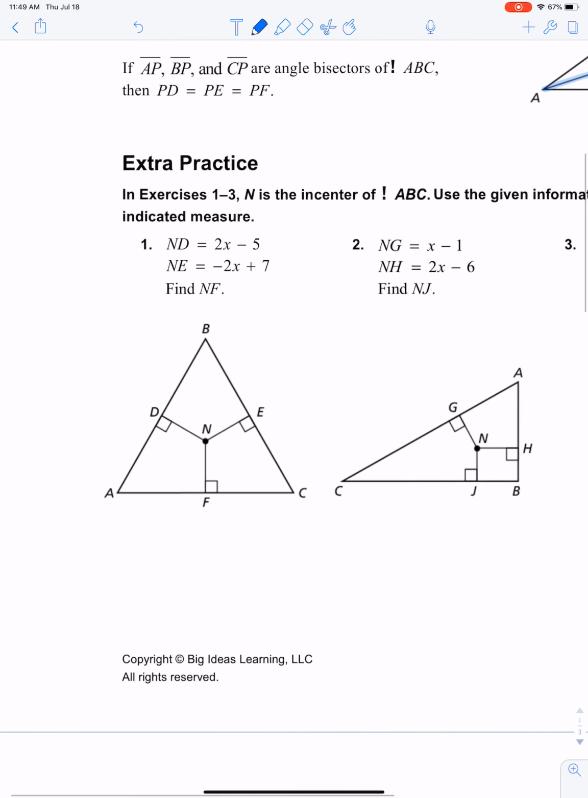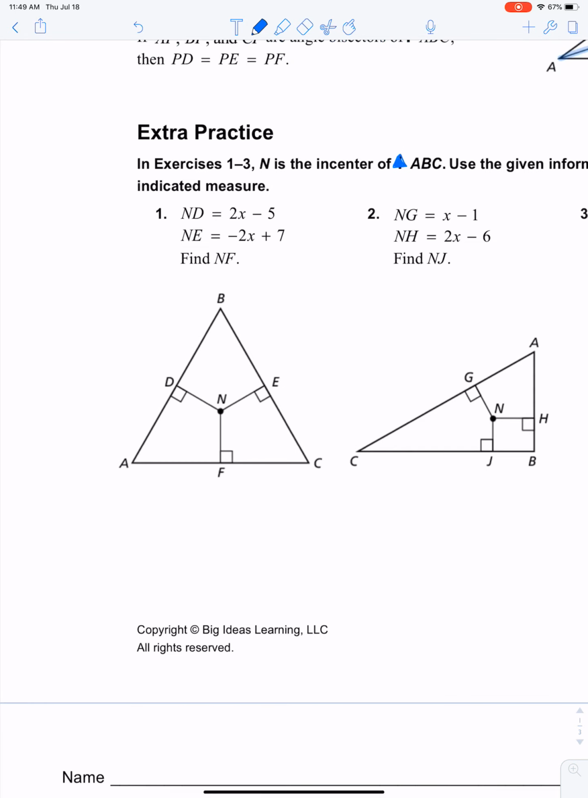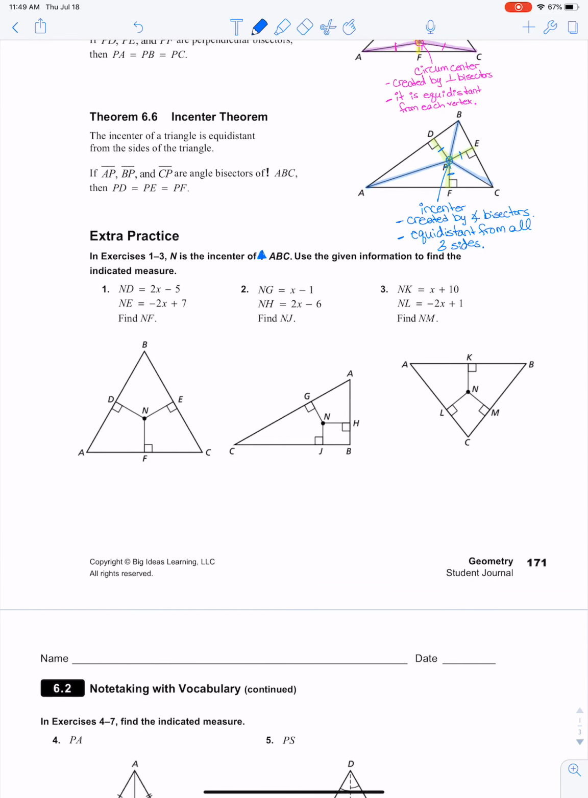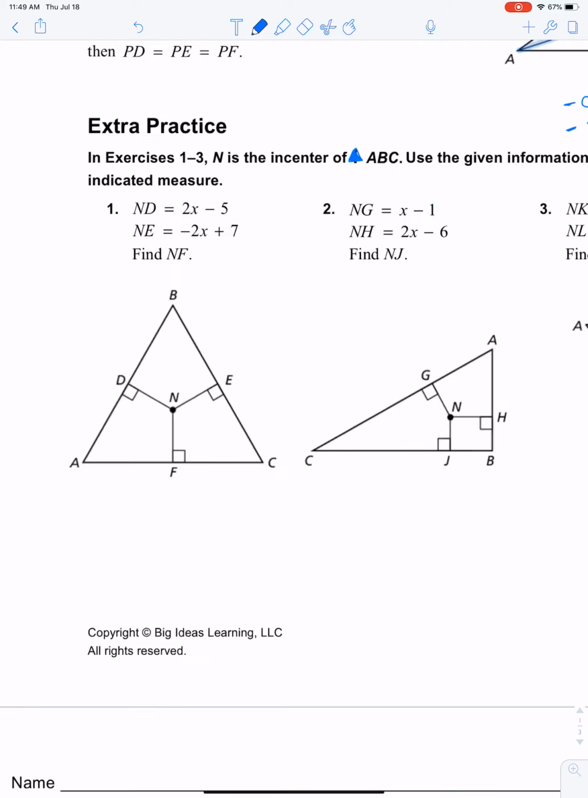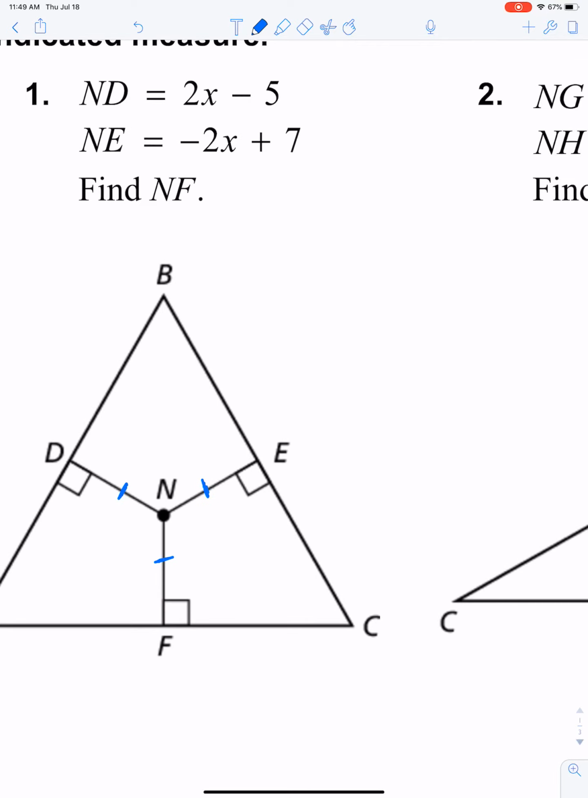So, point N is the in-center of triangle ABC. Use the given information to find the indicated measure of the sides. So, if N is the in-center, that means N is equidistant from all three sides. So, that means ND is congruent to NE, which is congruent to NF, and they're asking us to find NF. So what I would do to find NF is I would set ND and NE equal to each other to figure out what x is.